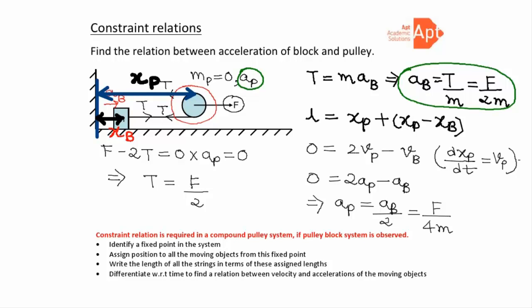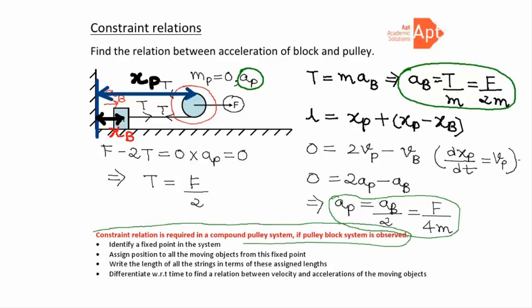So just now we saw that by using constraint relations, we can find the acceleration of two bodies which are connected by a string. Remember this line: constraint relation is required in a compound pulley system if a pulley block system is observed. This is most important because as soon as you see a compound pulley system, it should click in your mind that you have to use constraint relation.